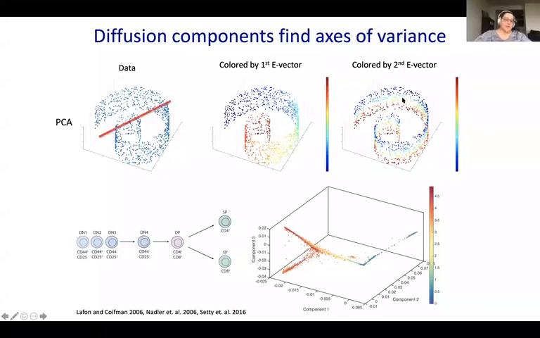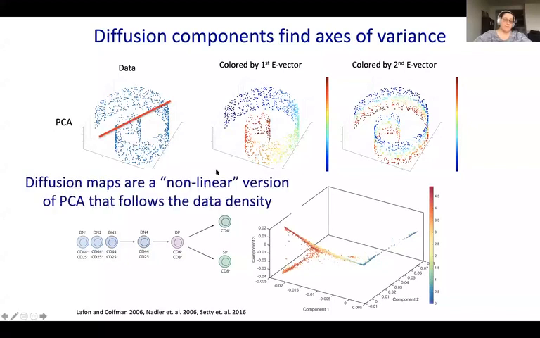In a way, you can view diffusion maps as a nonlinear version of PCA that really tracks data density, where PCA would really mess up in this type of data, and this nonlinear component that allows you to swirl around with the Swiss roll is really what you want. And diffusion components have been very good at tracking development.